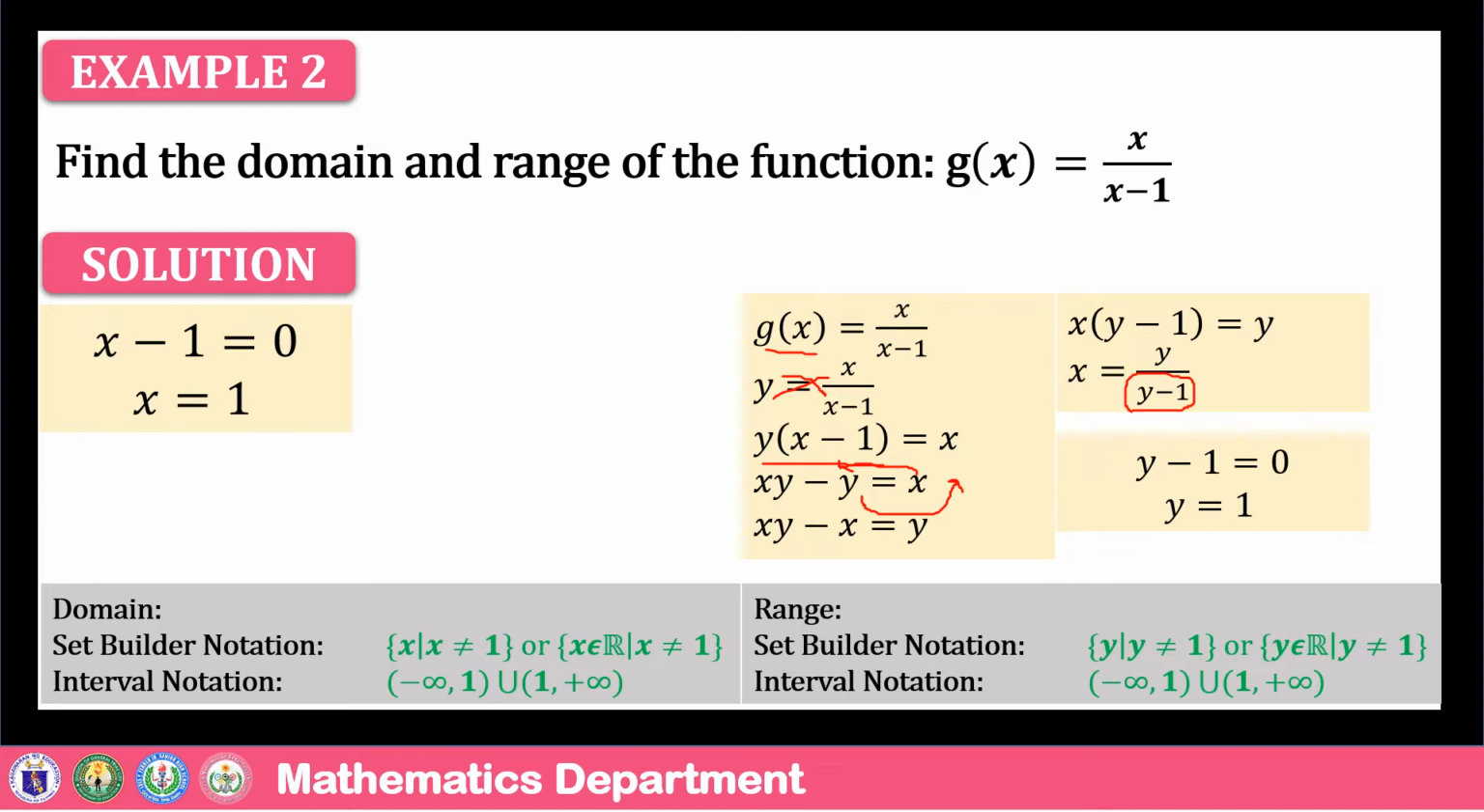So, kagaya uli ng ating first na example kanina, yung ating domain and range ay the same lang tayo na nakuha na restricted na value. So, that is why sa ating interval notation ay the same yung ating makikita.